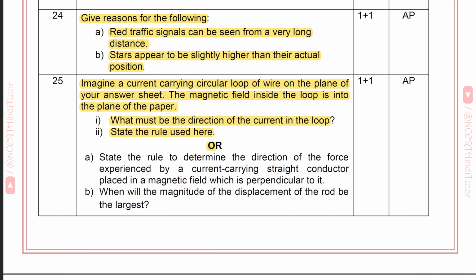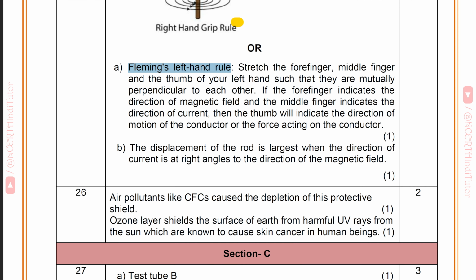Or A. State the rule to determine the direction of the force experienced by a current carrying straight conductor placed in a magnetic field which is perpendicular to it. Answer: Fleming's left hand rule. Stretch the forefinger, middle finger and the thumb of your left hand such that they are mutually perpendicular to each other. If the forefinger indicates the direction of magnetic field and the middle finger indicates the direction of current, then the thumb will indicate the direction of motion of the conductor or the force acting on the conductor.